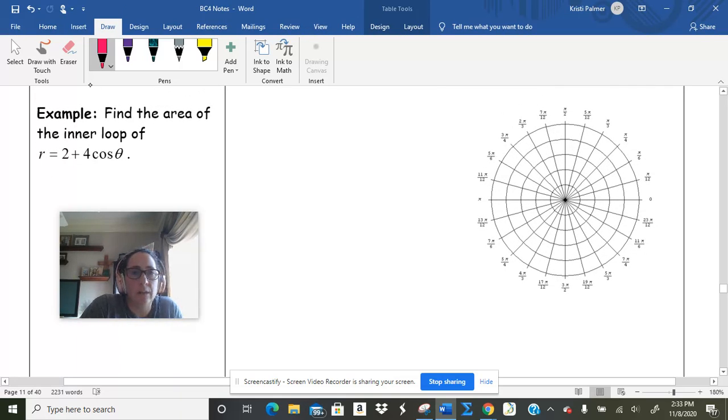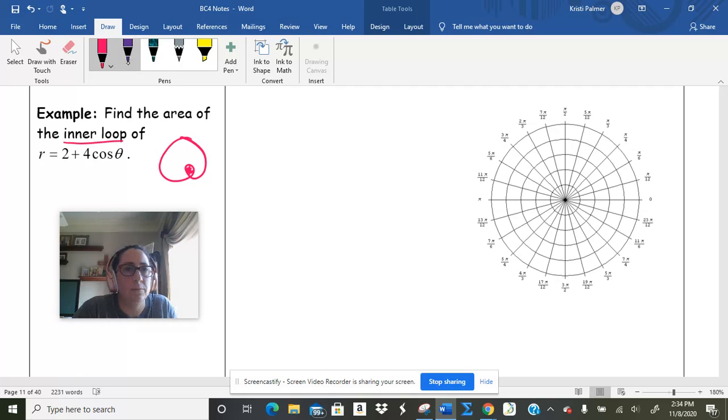Next example says find the area of an inner loop. So inner loop, guys, do something like that. That's an inner loop. So it wants me to find the area of just that inner loop. All right, so let's go draw this graph.